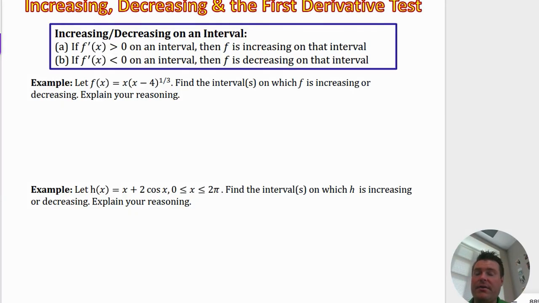So all this says for increasing and decreasing on an interval for calculus here is that if f prime is positive, then f is increasing on the interval. If f prime is negative, then f is going to be decreasing on the interval. I do like to include the endpoints as well because technically we can be increasing and decreasing at endpoints.